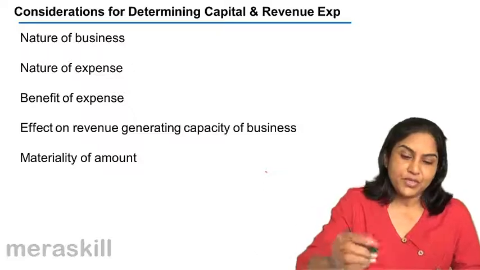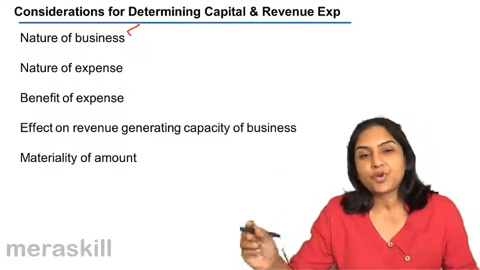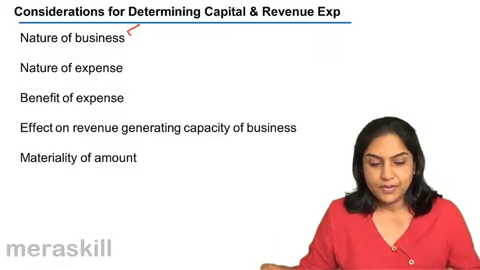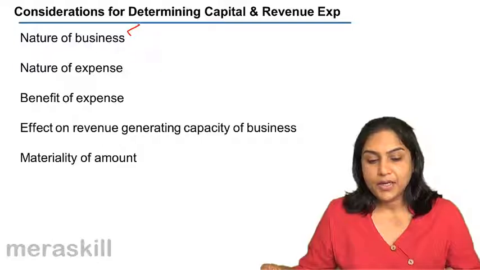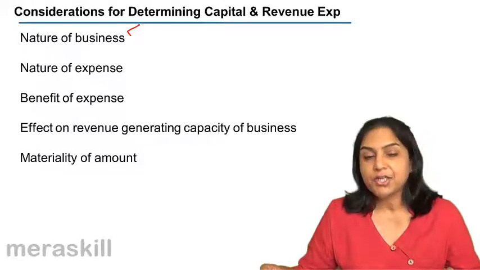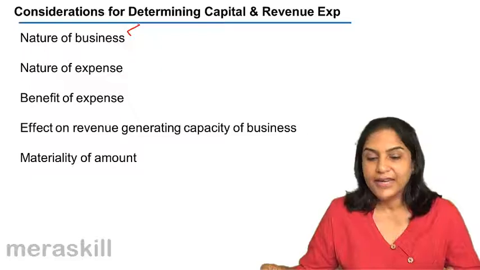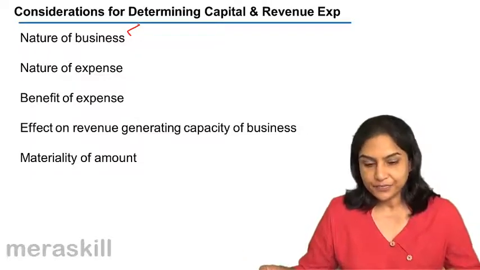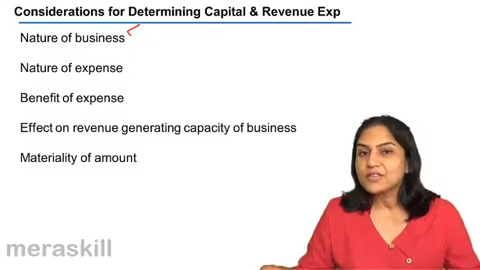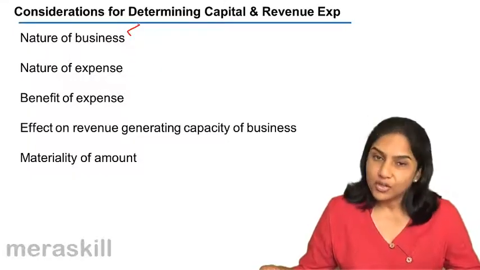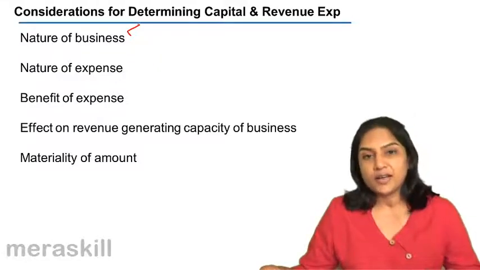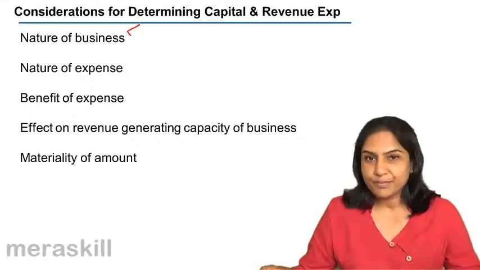Nature of the business. This was one guideline. What do we mean by nature of the business? Now suppose a dealer in furniture. What is his business? He buys furniture and he sells furniture. So when he buys furniture in order to sell the furniture, such purchase of furniture would be called revenue expenditure.